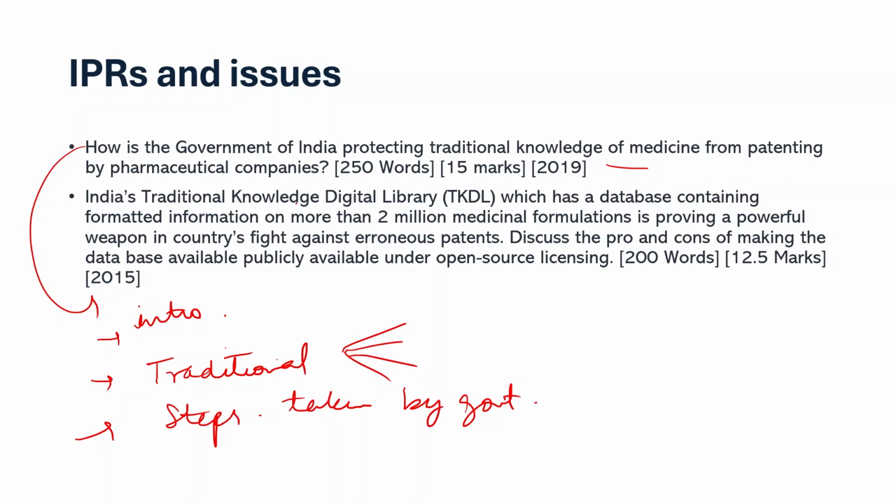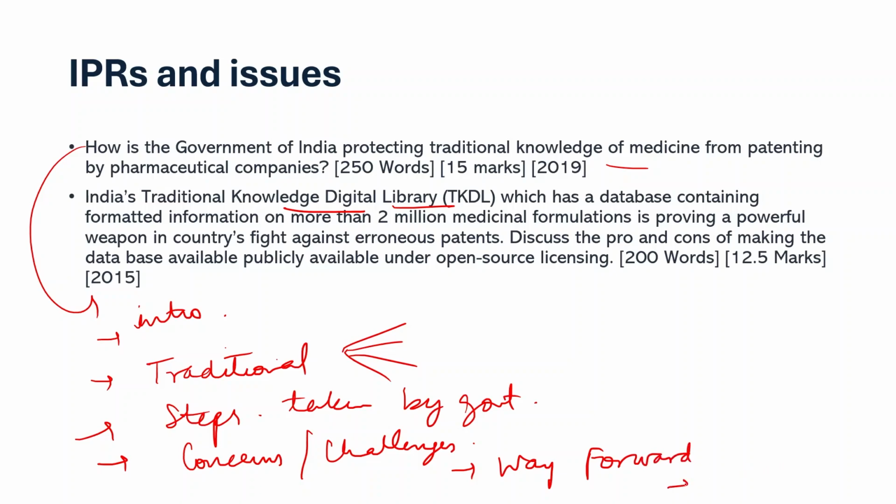So one of the steps has been this knowledge digital library itself, right? There are many others which you can look up, right? Then in the next part, you can write about concerns, right? Concerns or challenges that remain in the protection of traditional medicine, and then you can write about the way forward or conclusion, right?